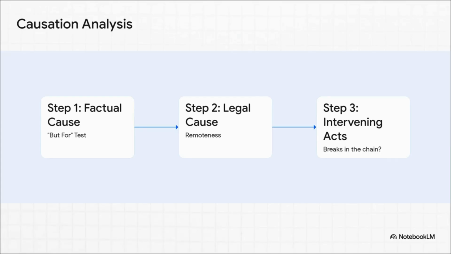You can think of it like a three-step filter. First, we have to establish a factual link. Did your action actually lead to the harm? Then, step two, we check if that link is legally significant, or if it's just too far-fetched. And finally, step three, we see if anything came along and broke that link.